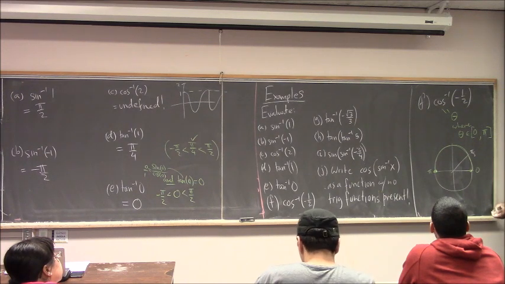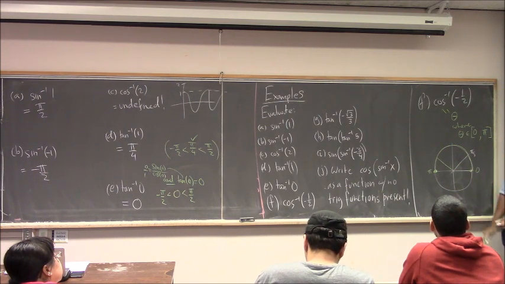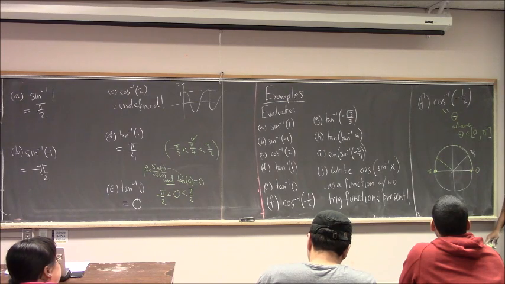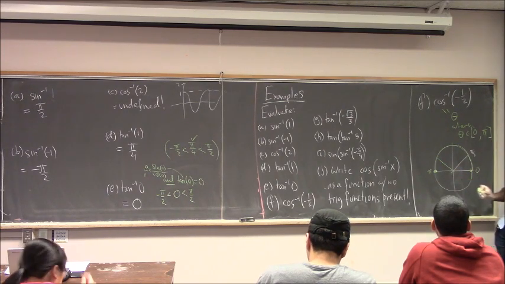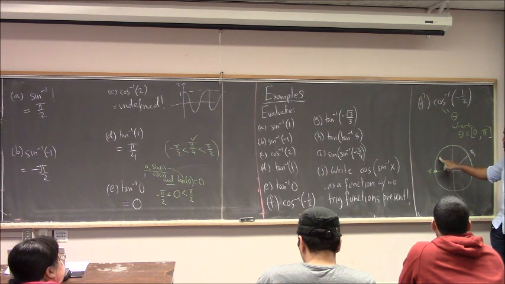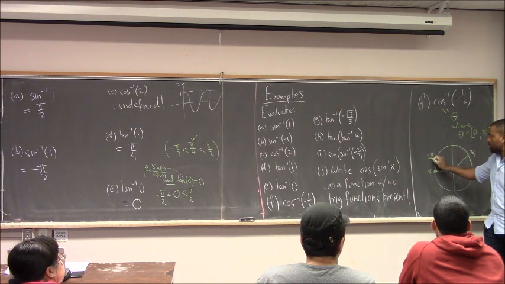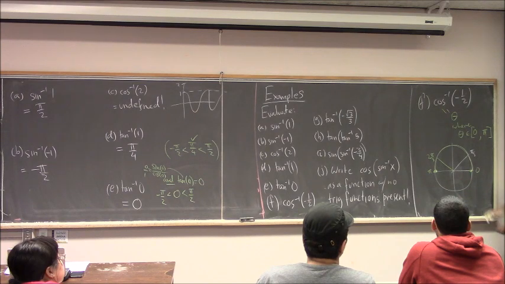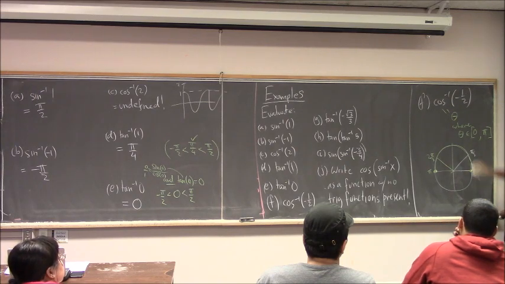What is the reference angle for pi over 3? That's over here. No, the actual angle. Well, 2 pi over 3. Because pi over 3 means divide pi into 3 pieces. There's one section, that's the second section, that's the third section. 2 pi over 3 is the answer.